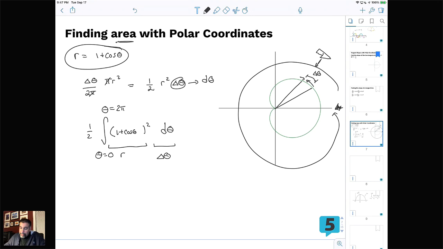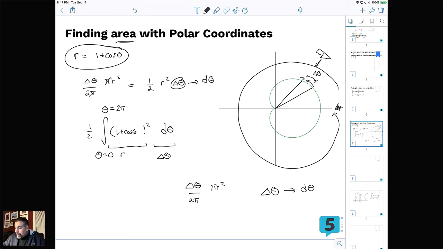So if you can get your students to understand that the area of a sector is this delta theta over 2 pi times pi r squared, and then that delta theta will turn into d theta as we cut those slices closer and closer together, your students will have half the problem solved already. So that's my setup for finding area in polar coordinates.